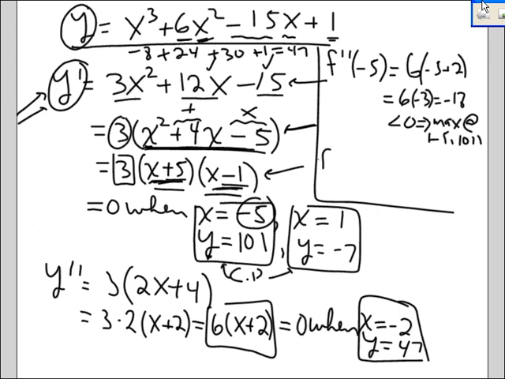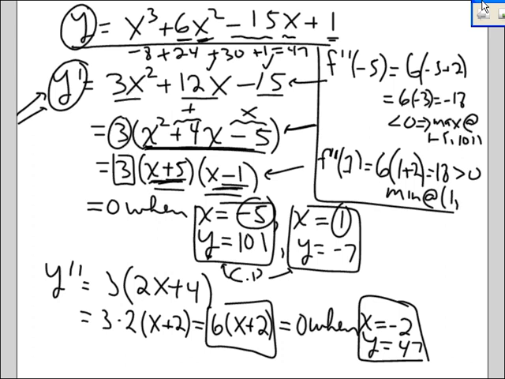Now we do the same exact thing for the other x value from the critical point, 1. F double prime is 6 times x, which is 1, plus 2. This is positive 18, which is greater than 0. When the second derivative is positive at a critical value, you have a min there. You have a min at 1, negative 7.